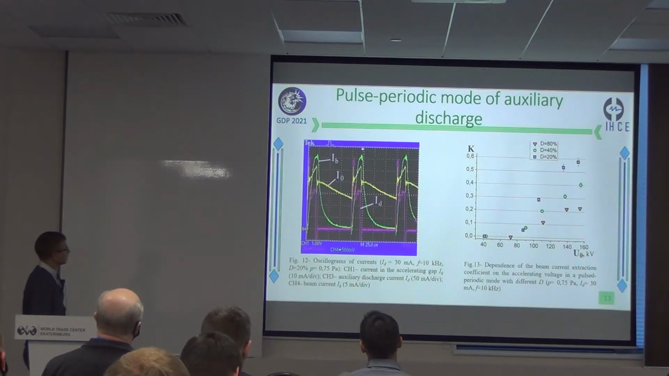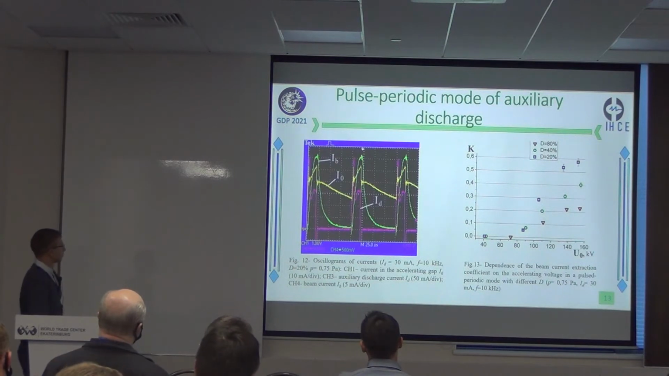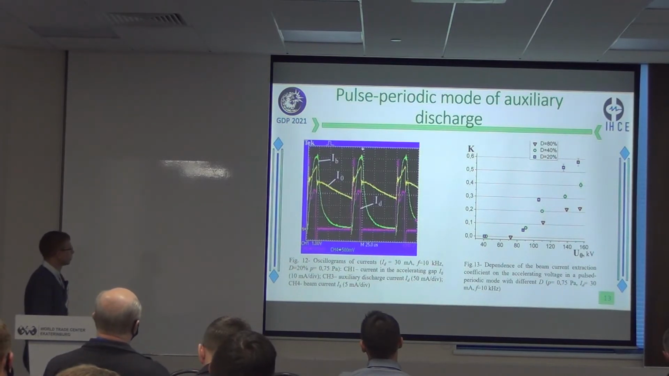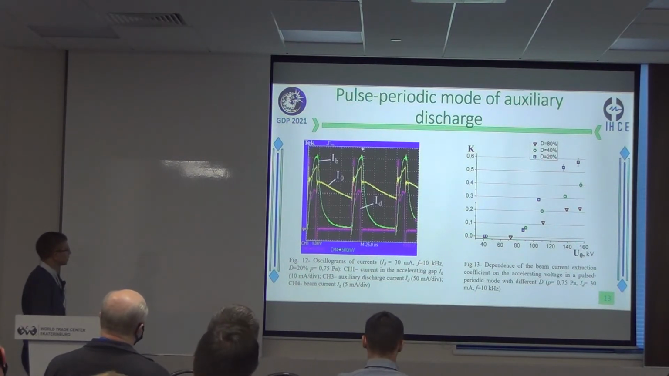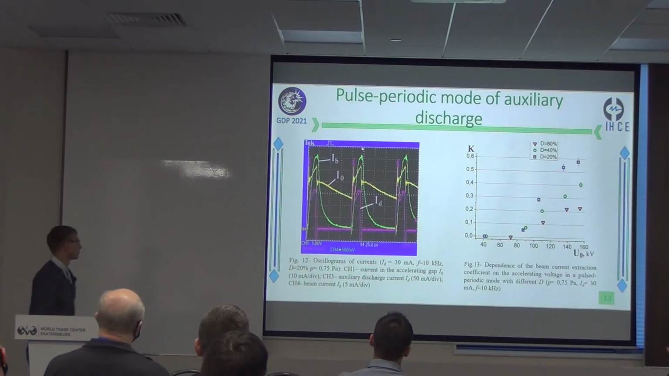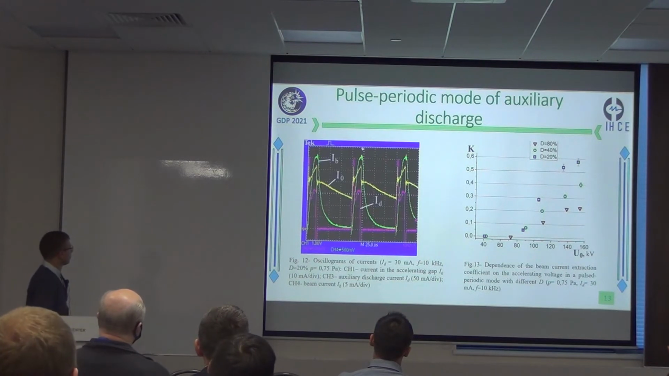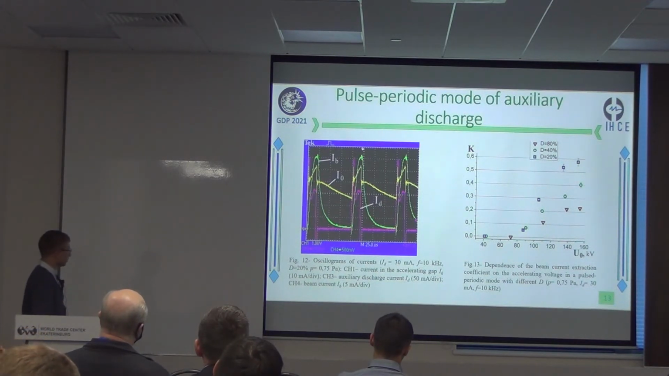You can see that at a duty factor of 80%, the extraction coefficient is low and equals about 0.2. That's due to a similar ion-electron optical system as in the direct mode, but at a lower duty factor the extraction coefficient is raised and equals up to 0.55. That means a changing of the ion-electron optical system, and it's proven.